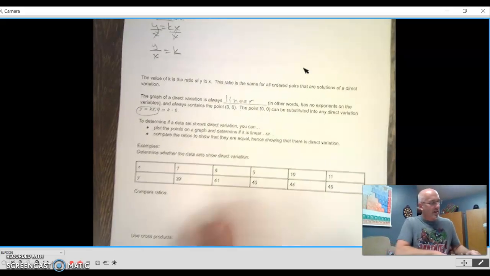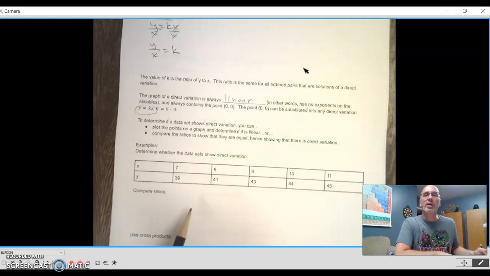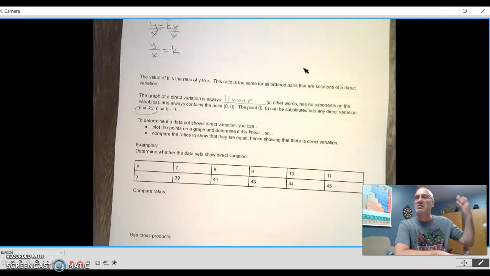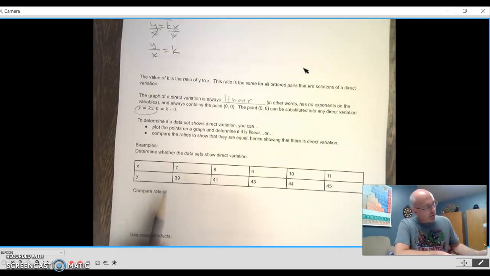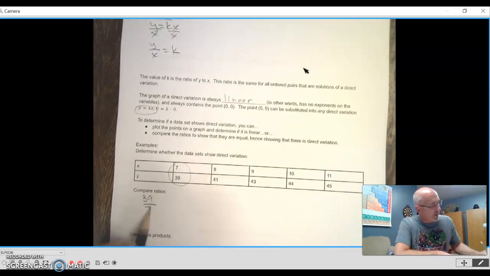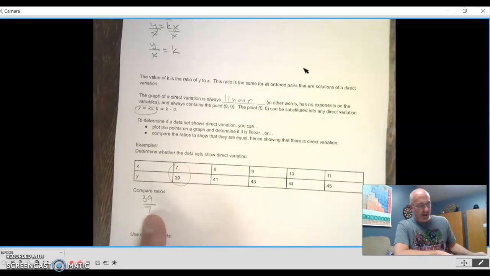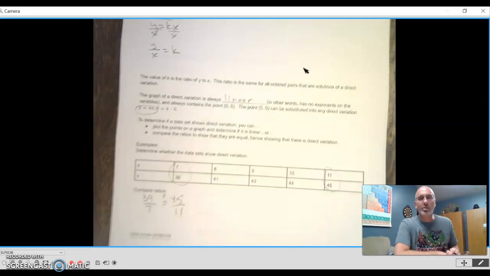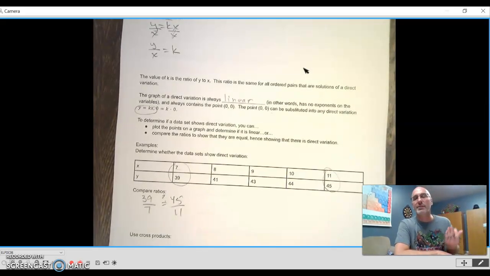So in other words, we're going to take this set of data. I just made up some points. Here's my x on the top and how it relates to the y. So we're going to compare ratios, and a ratio is essentially two fractions set equal to each other, two proportions. So I am going to take this first set of data. I'm going to put my y over my x, and then I'm going to do the same thing for this last one. And we are trying to figure out if these two proportions are equal, in fact, if it does form a ratio. And if it does, then we could say it has direct variation.